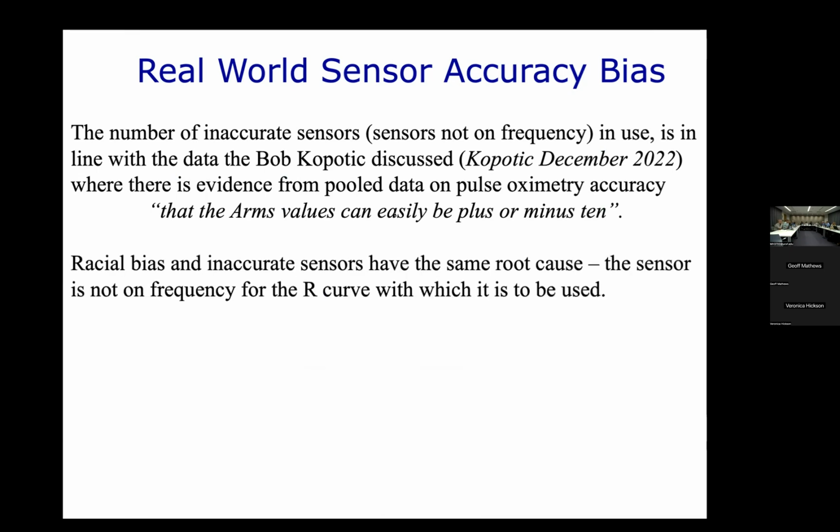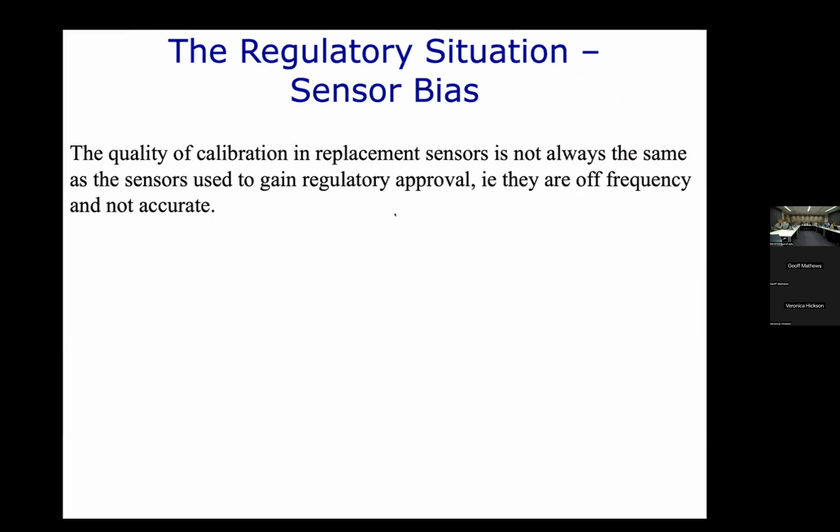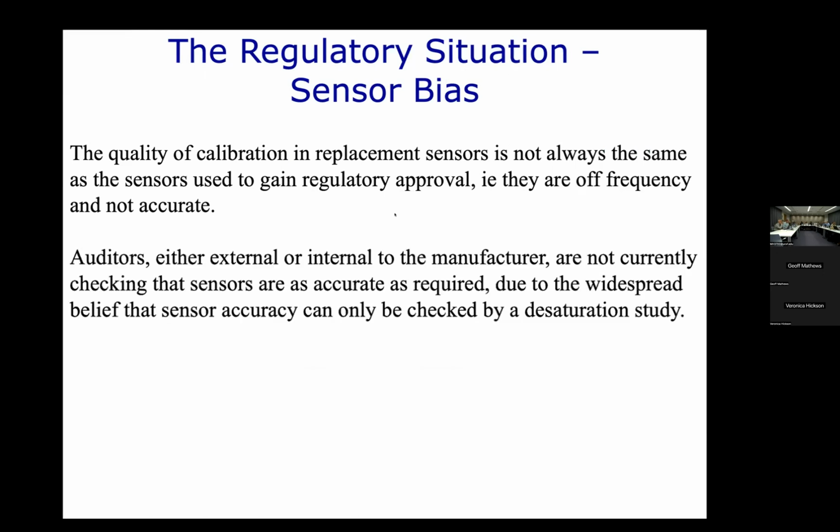So racial bias and inaccurate sensors have the same root cause. The sensor is not on frequency for the R curve in use for which it's to be used. None of these problems will be fixed until there's better control of sensor calibration during manufacture. The quality of calibration of replacement sensors is not always the same as the sensors used to gain regulatory approval, i.e. the LED frequency is not accurate. Next.